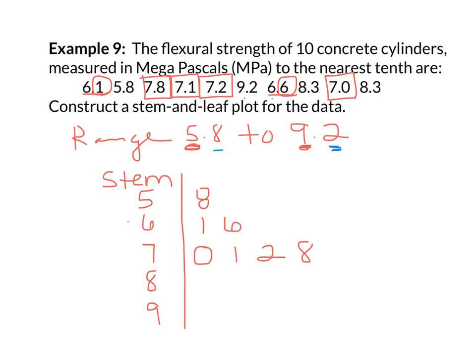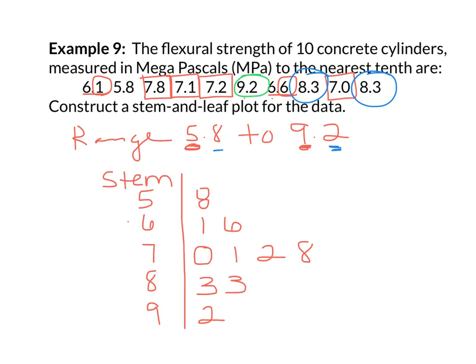Let's see, 8. We have an 8.3 and an 8.3. Well, we've got a duplicate there, which is great. We still write it down because we want to show all of our data. Don't want to lose anything. So we have an 8.3 and an 8.3. And then finally, any data that starts with a 9, we have a 9.2, and it looks like that's all we have. So we have a 9, and we put that 2 right there for our 9.2.